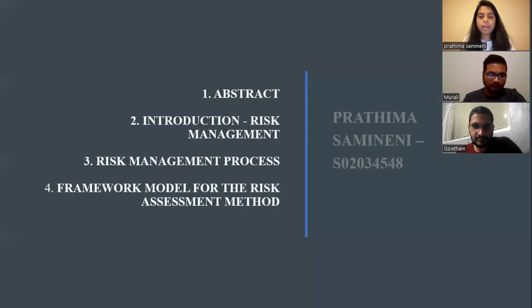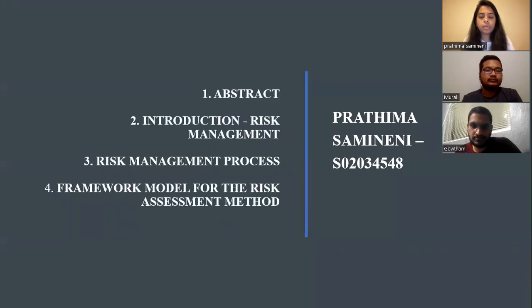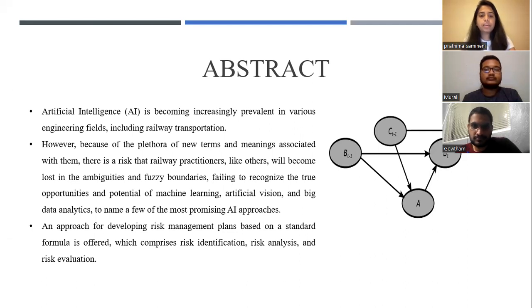So coming to my part, I'm going to explain the abstract part, the introduction, which is risk management, the risk management process, and also the framework model for the risk assessment method. Coming to the first part, the abstract: we all know artificial intelligence is becoming increasingly prevalent in various engineering fields, including railway transportation.